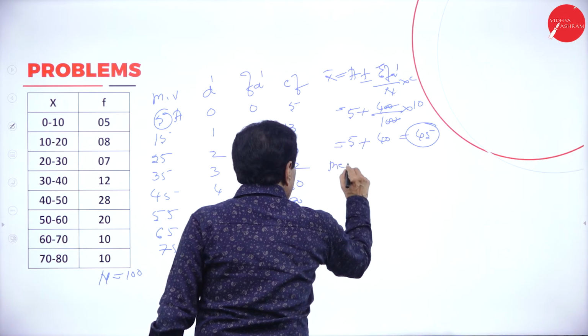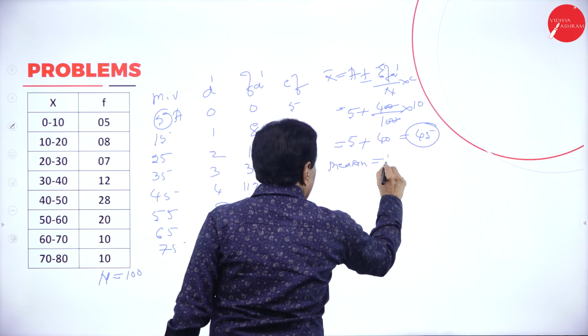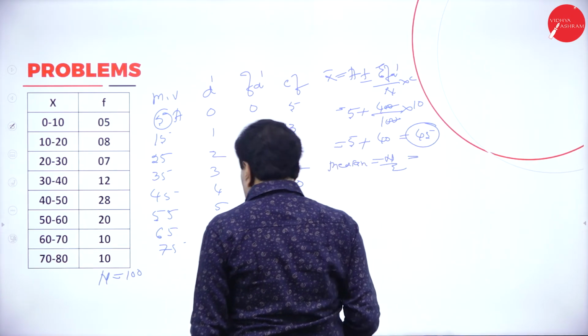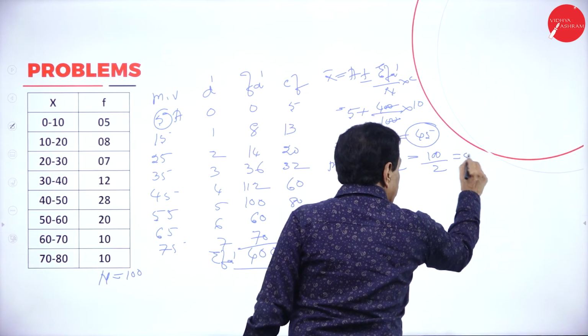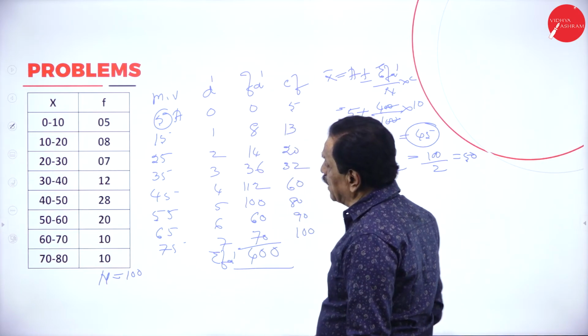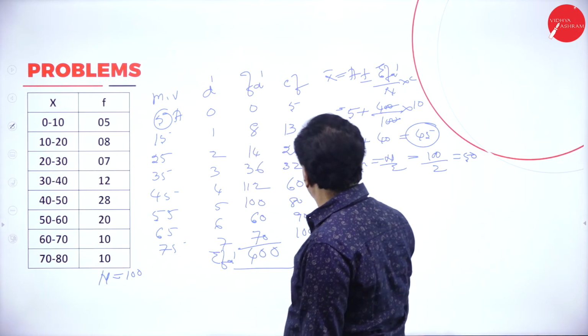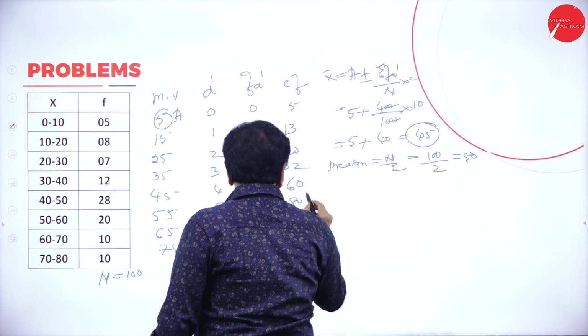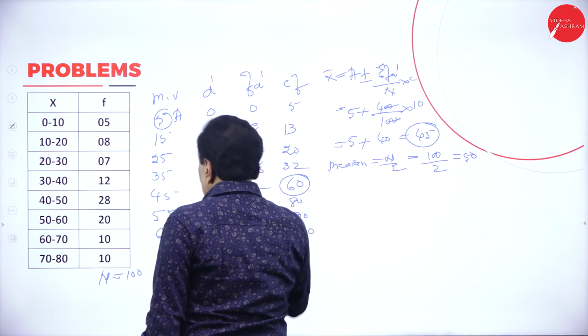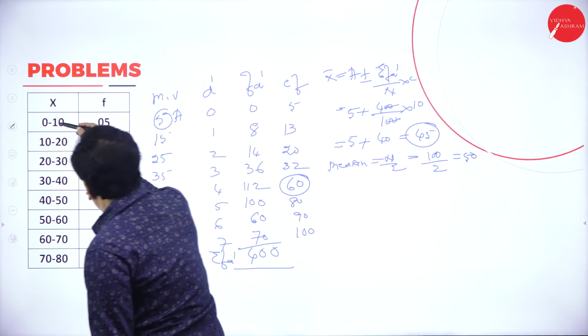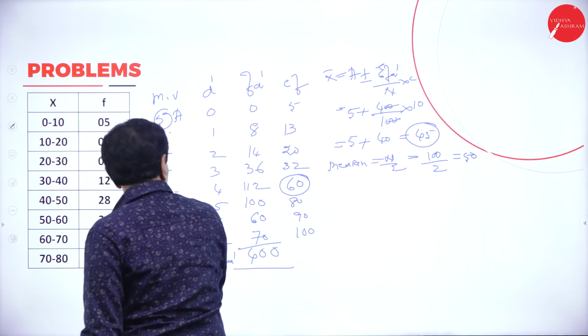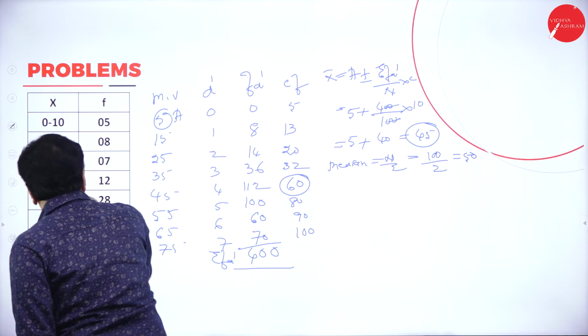Now, regarding the median, what is the first step? Median is equal to n by 2. N is 100 divided by 2. That is 50. Find 50 in CF. Where will the 50 come? Under 60. Which is the range? 1, 2, 3, 4, 5. 1, 2, 3, 4. So 40 to 50 is your range.